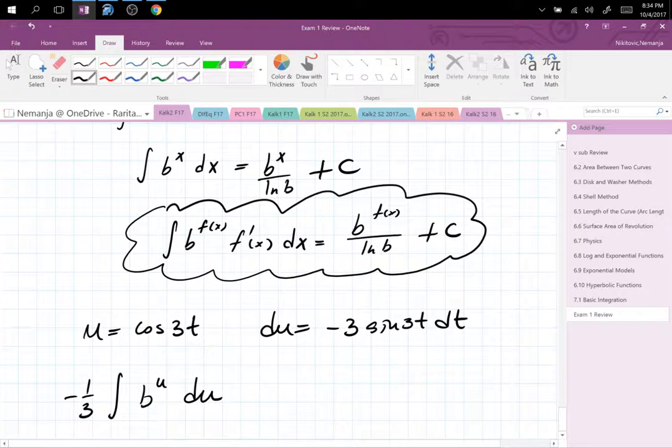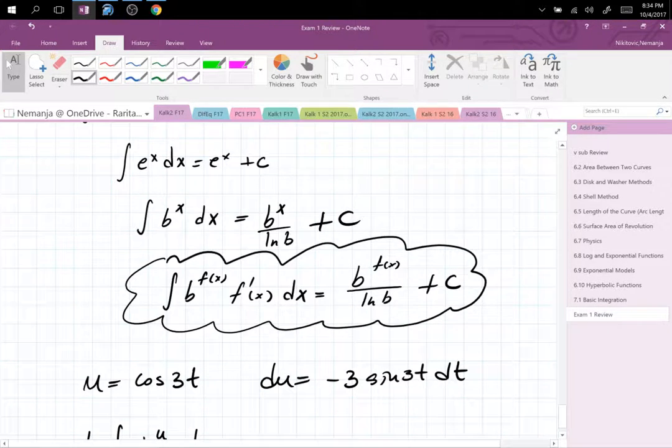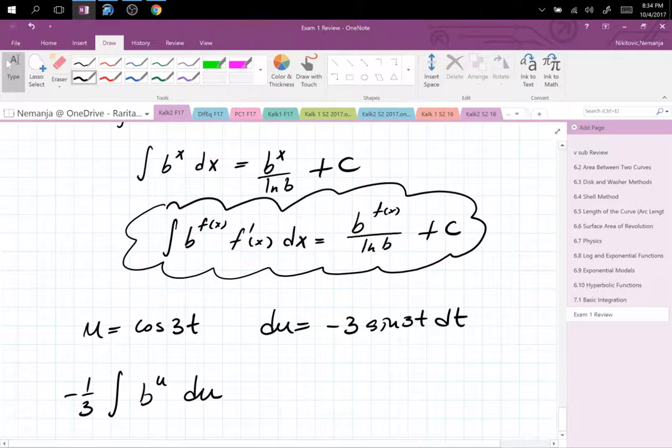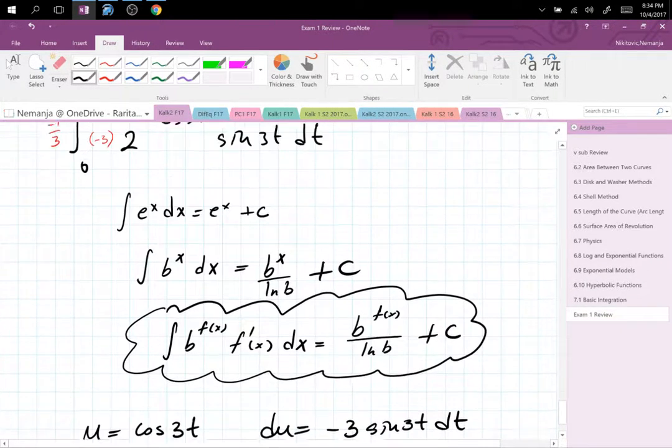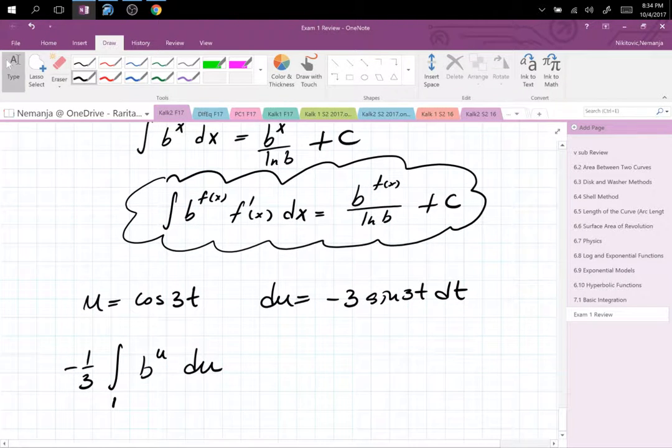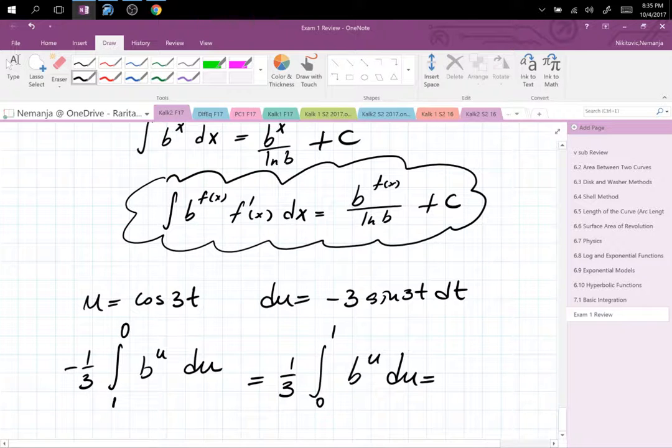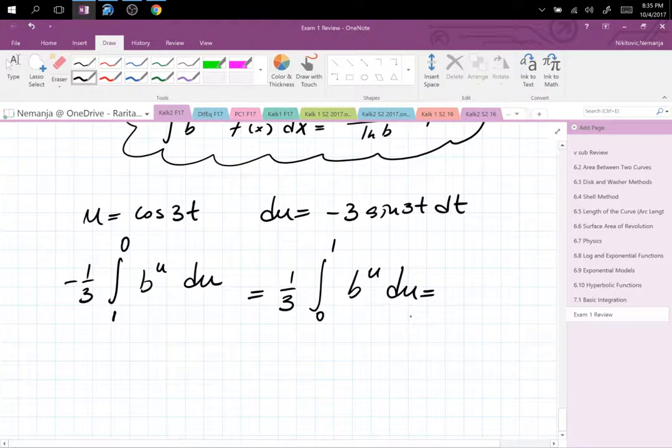We can change the limits so we don't have to worry about it later. When I plug in 0, cosine of 0 is 1, and when I plug in pi over 6, pi over 6 cancels and it's pi over 2, so this becomes a 0. Whoa, larger number in the lower limit means swap them, but then we lose a negative on the third. And now we have the basic integral, which we can quickly solve.